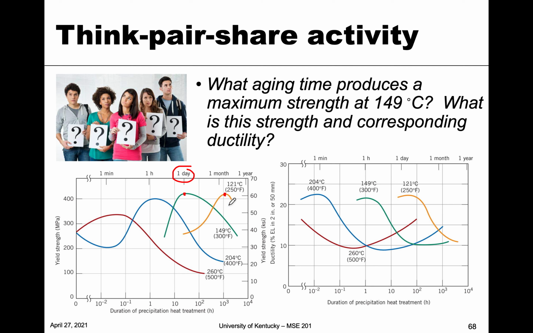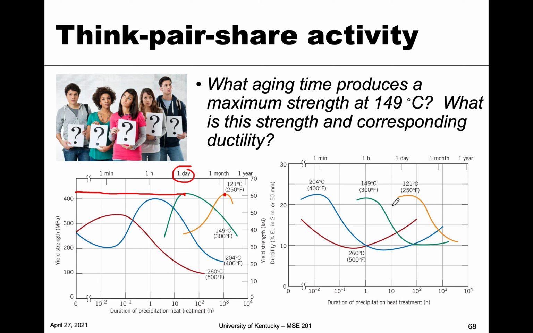Okay, so pretty simple. And then also it's looking for the strength and the ductility. So let's look at 1 day and follow this across. We see that this is a little over 400, so we could say that it's pretty close to maybe 420. And that's megapascals for the yield strength. So we've got the yield strength.